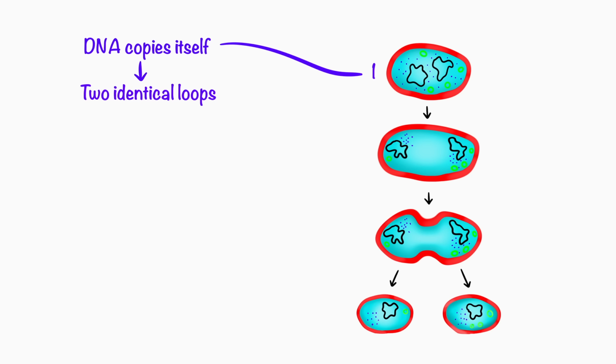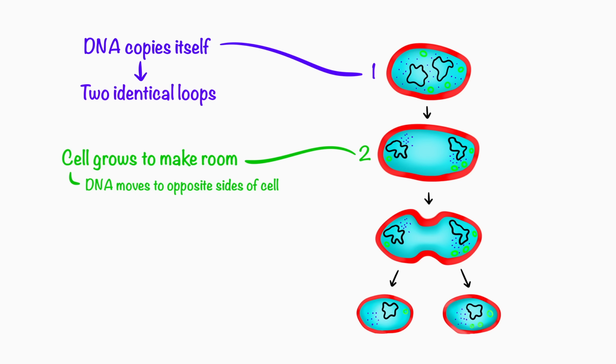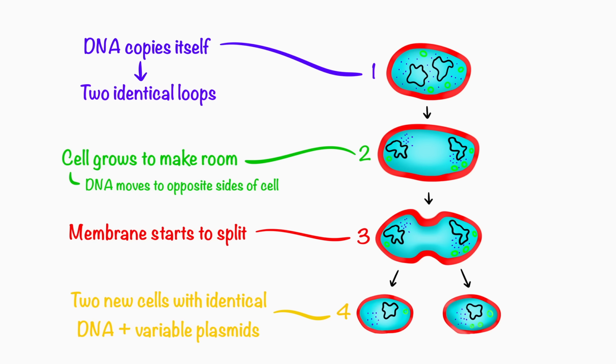First, the circular DNA and any plasmids within the bacterial cell replicate. As this happens, the cell grows larger to accommodate the newly duplicated genetic material. The replicated circular DNA strands then move to opposite ends or poles of the cell. Next, the cytoplasm begins to divide and new cell walls start forming. Finally, the cytoplasm completely divides, resulting in two daughter cells. Each daughter cell has one copy of the circular DNA, though they can have different numbers of plasmid copies.